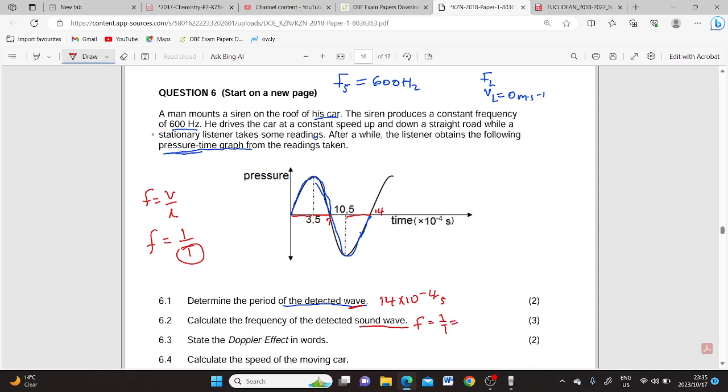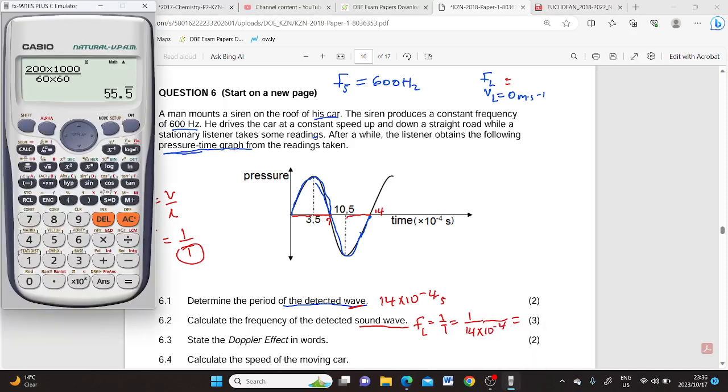Calculate the frequency of the detected sound. It is the frequency heard by the listener. So that will be 1 over 14 times 10 to the power minus 4 to make a complete wave. So what will be the answer then? We'll have 1 divided by 14 times 10 to the power minus 4.